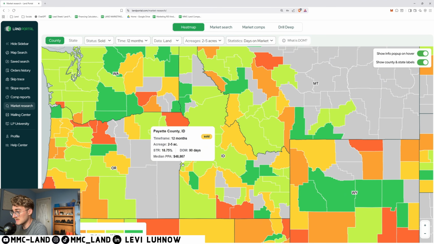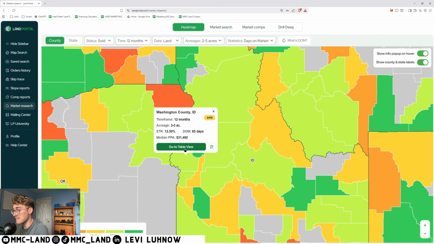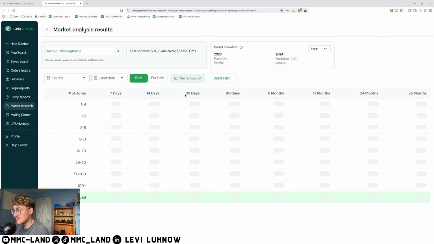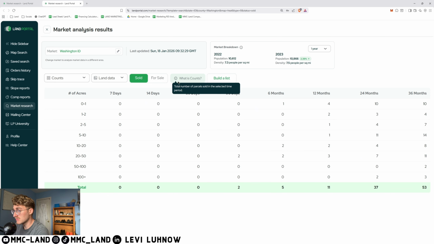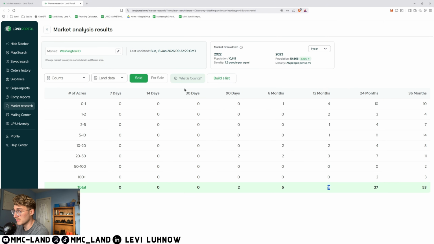Like we can click on this county actually. We'll choose this one. Lower days on market, lower sell-through rate. It's a horrible sell-through rate. So if I go to the table view here, what I can do at this point is I can go to counts, right? So this is the total number of parcels sold in the selected time period right there. That's what I really like about Land Portal too. Everything has this little information, so it's easy to understand. And then if we go here, in 12 months, only 11 things have sold. So there's a really limited amount of properties that have been sold, which is why maybe the data is just a little bit skewed.